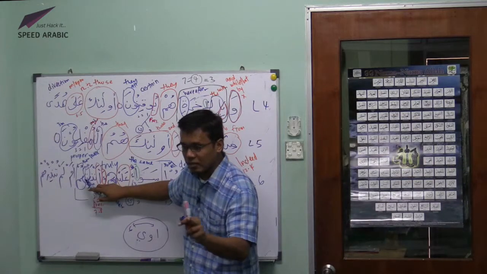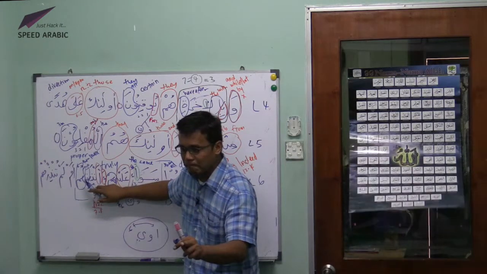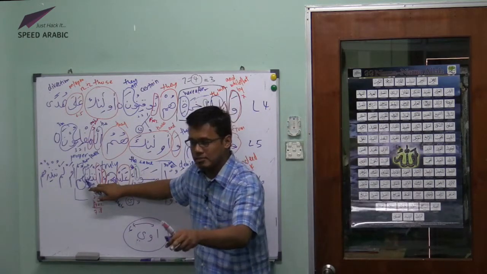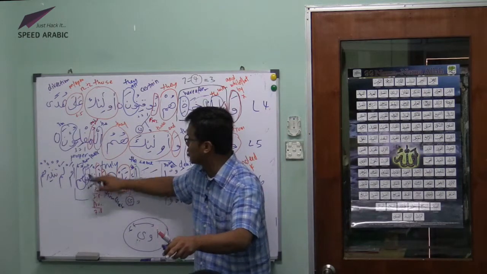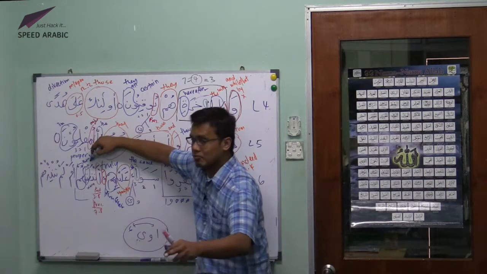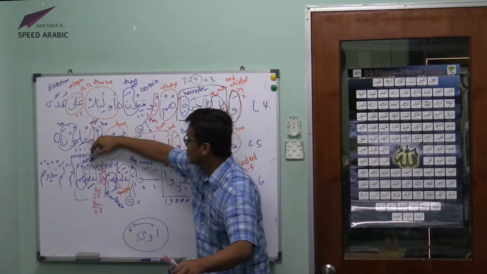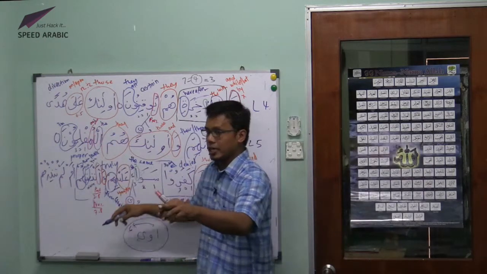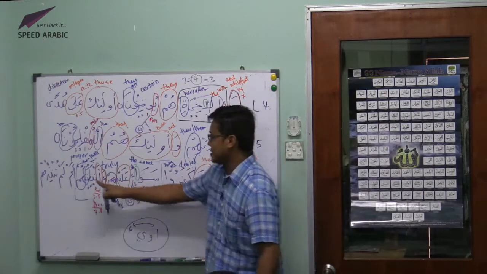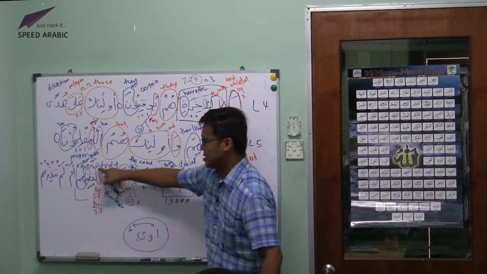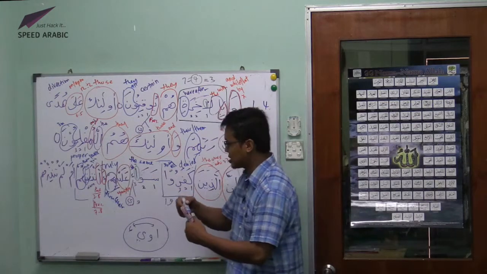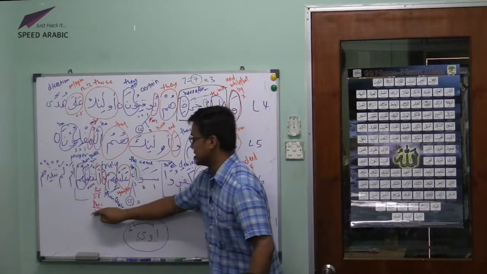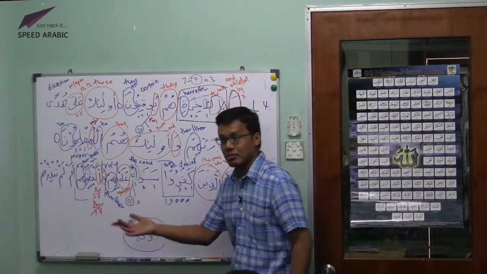Column 7. What tense is it? Past tense, right? What's the meaning of ta there? You. The meaning of ta is you. Once you know that it's past tense, that means the hamza in the beginning, which is the prefix, is also past tense. It's not present tense. That's how you determine.